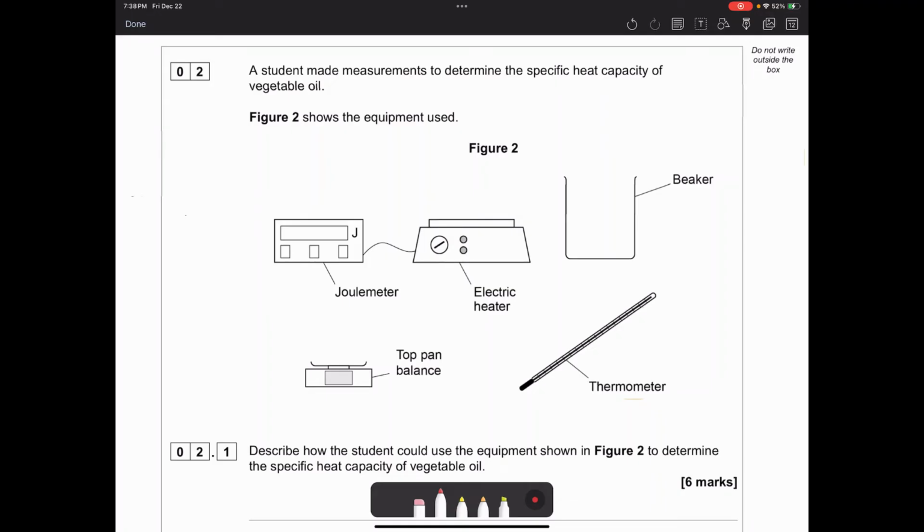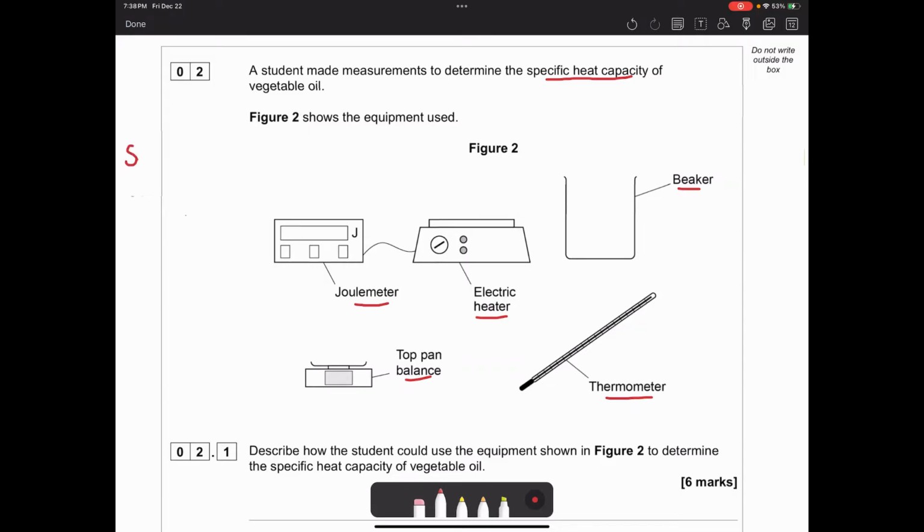Okay, question number 2 then. A student made measurements to determine the specific heat capacity of vegetable oil. Figure 2 shows the equipment used. You've got an electric heater, a joule meter, a beaker, a top pan balance and a thermometer. Describe how the student could use the experiment shown in figure 2 to determine the specific heat capacity of vegetable oil. So you probably in school did your specific heat capacity required practical with a metal block. However, they want you to do it with oil, but it's the same principle.